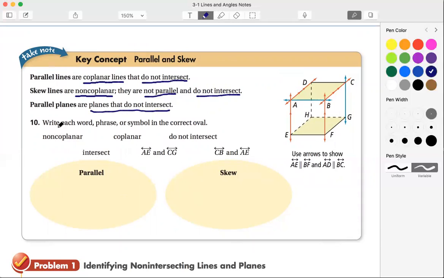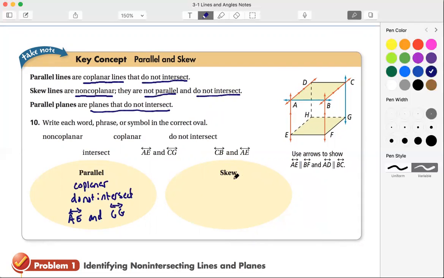All right. So we're going to write each word, phrase, or symbol in the correct oval. Okay. So for intersect, which ones intersect? Okay, so parallel lines are coplanar. They do not intersect. And from our picture, 2 examples of parallel lines would be line AE and line CG.